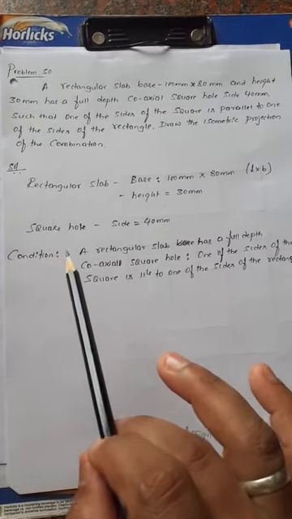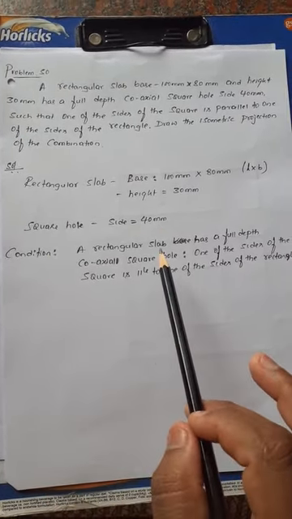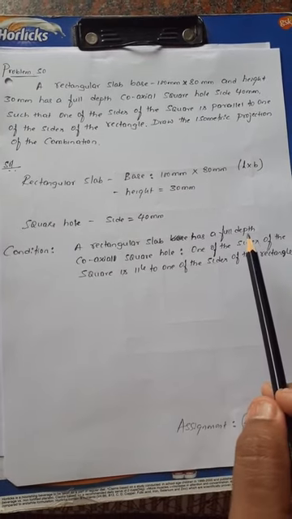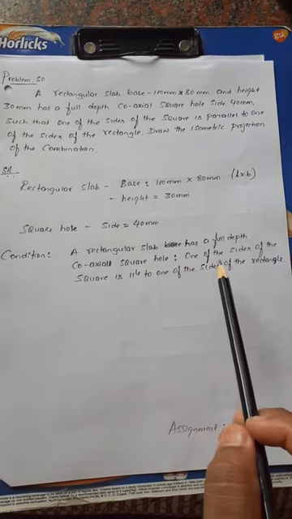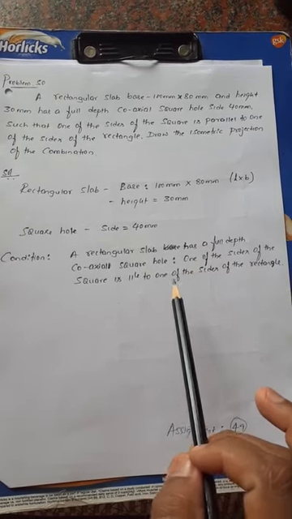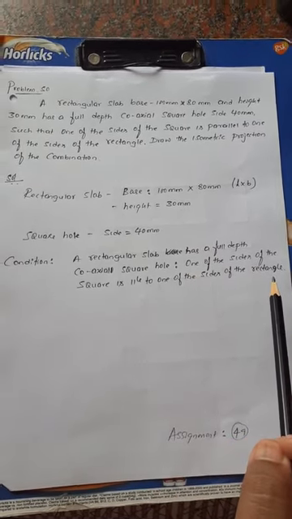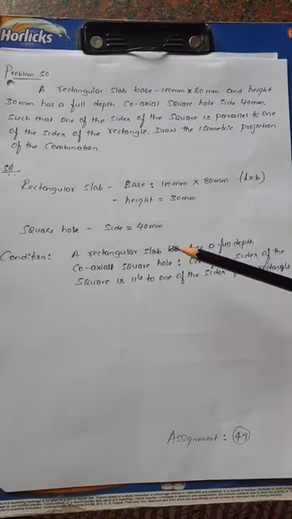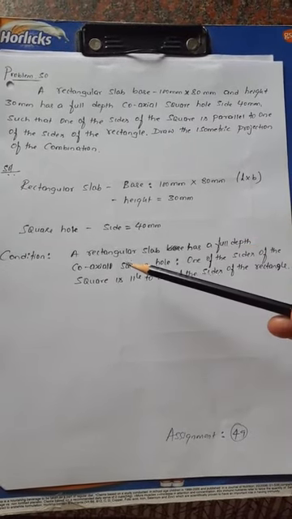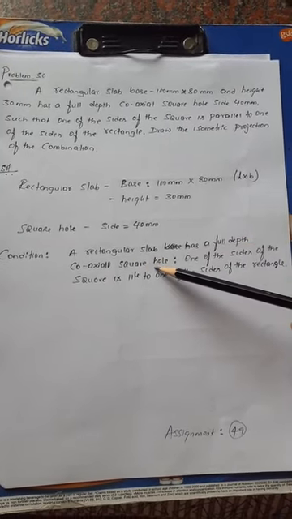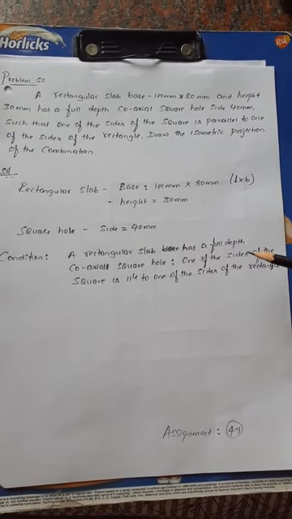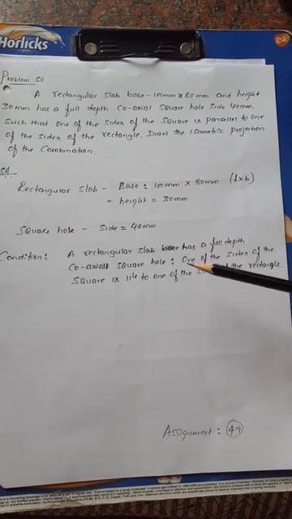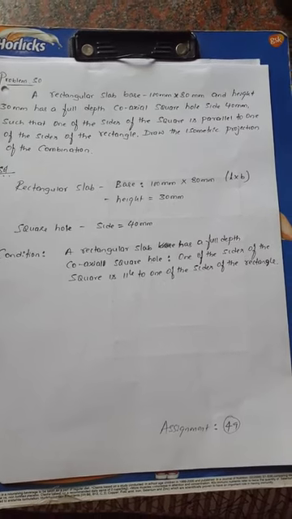Now what is the condition? The condition is given: the rectangular slab has a full depth coaxial square hole. One of the sides of the square hole is parallel to one of the sides of the rectangle. In the rectangular slab, a square hole is there. In that, what condition is given? One of the sides of the square hole is parallel to the sides of the rectangle.